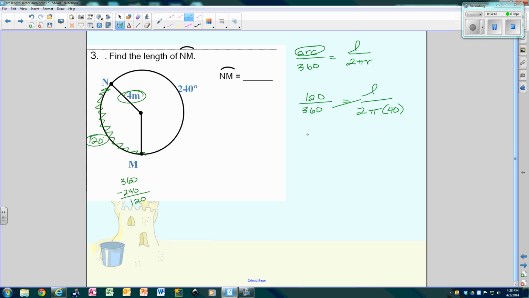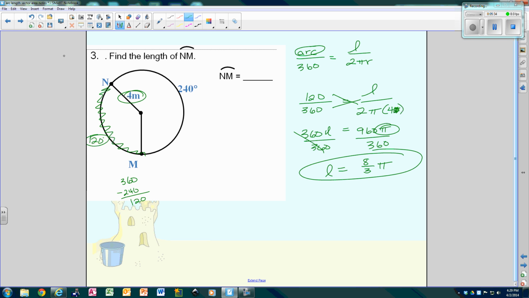Cross multiply: 360L equals 120 times 2 times 4, 960. So we've got 960 pi. Divide both sides by 360. I get that L is 960 divided by 360. Math, enter, 8 over 3 pi. 8 over 3, and we still have pi because we haven't done anything with it. So there's your answer.